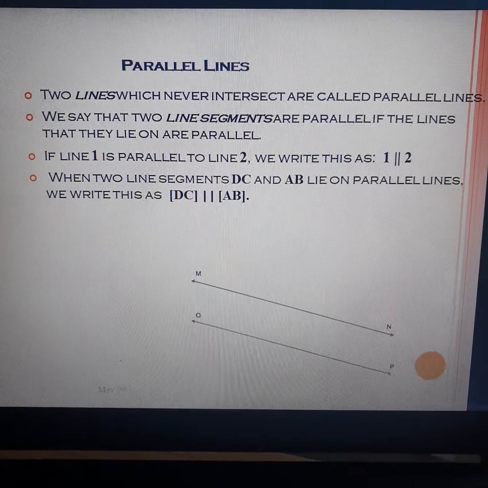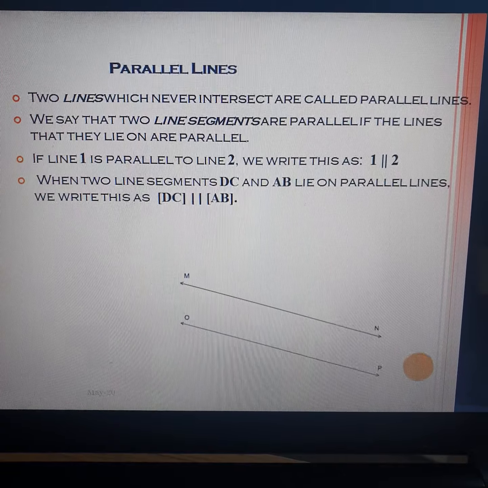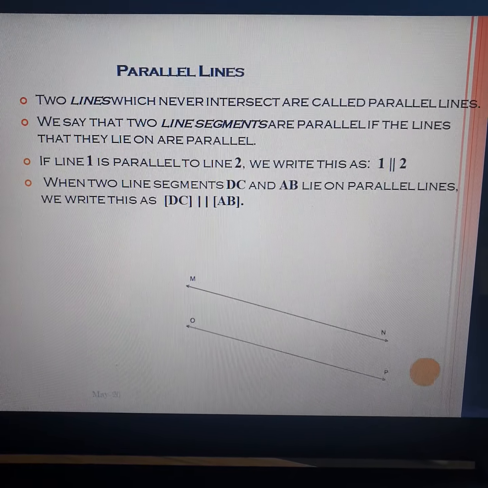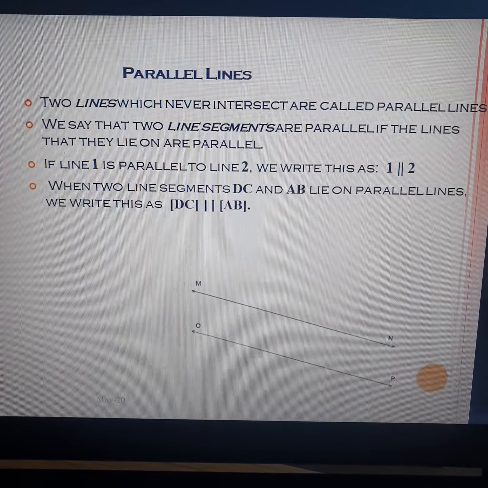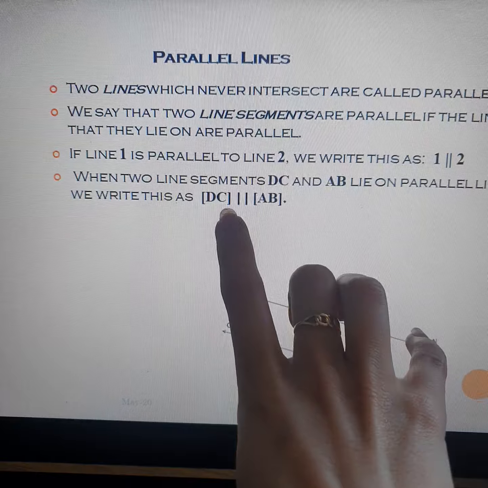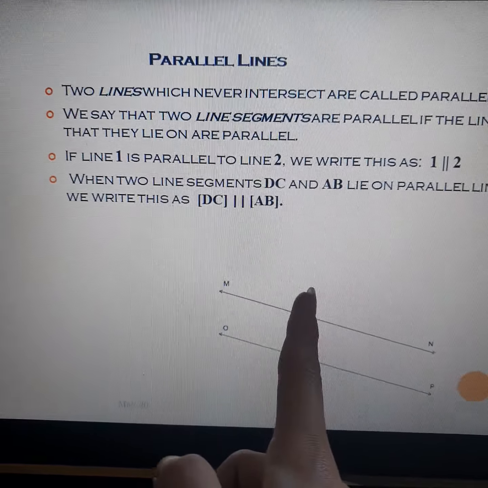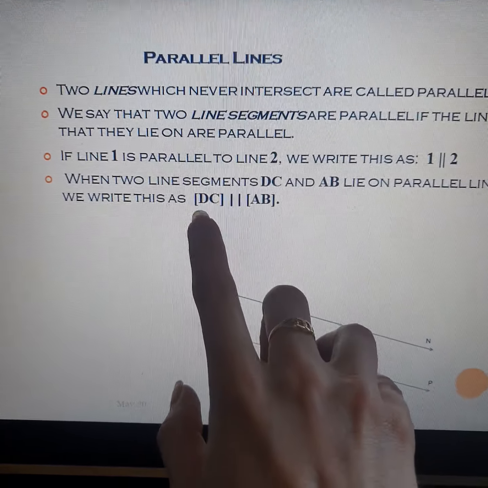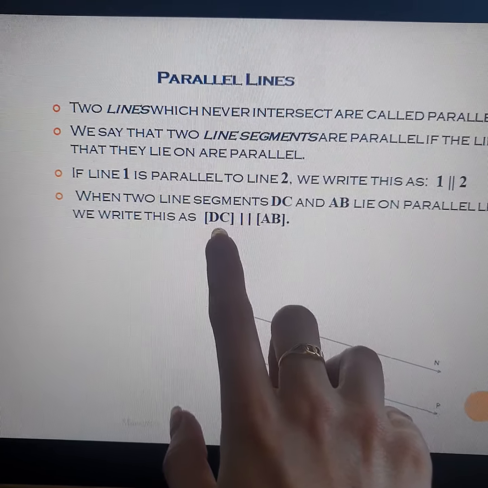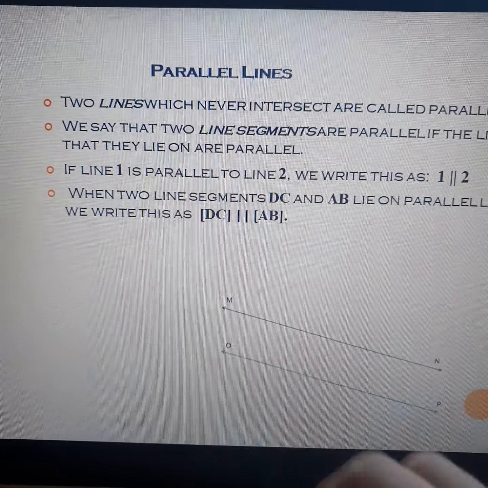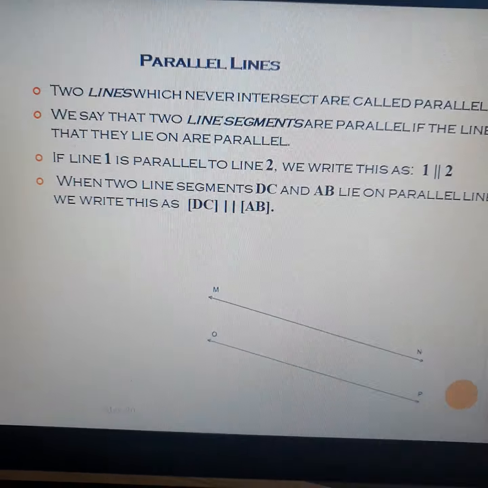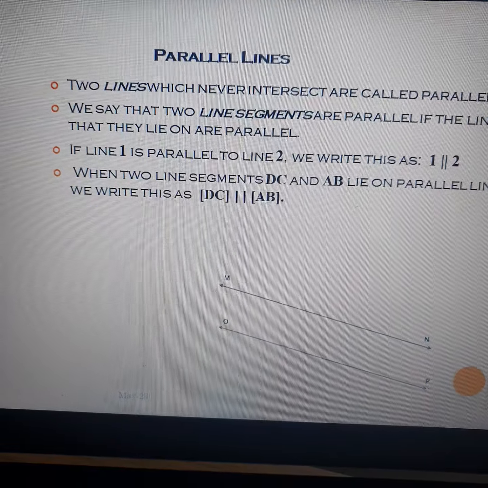When two line segments DC and AB lie on parallel lines, we write this as DC being parallel to AB, right? Now remember, we use the square brackets for line segments. We use the straight lines for lines, or lengths. But DC has square brackets here to show that it's a line segment. So when two line segments DC and AB lie on parallel lines, we can write them as DC being parallel to AB. So you see that symbol again.